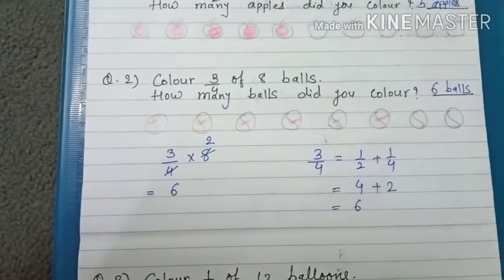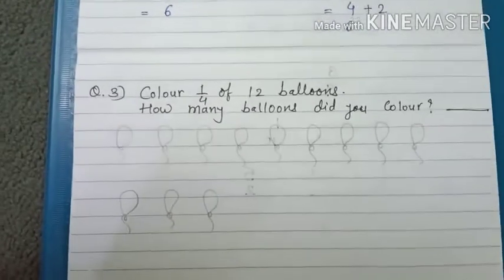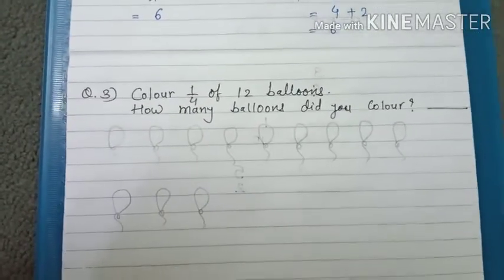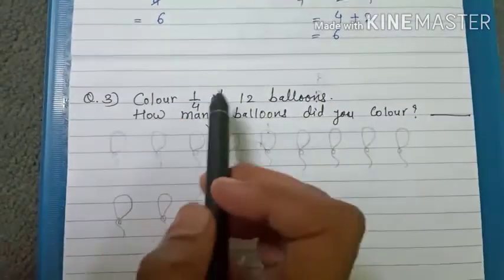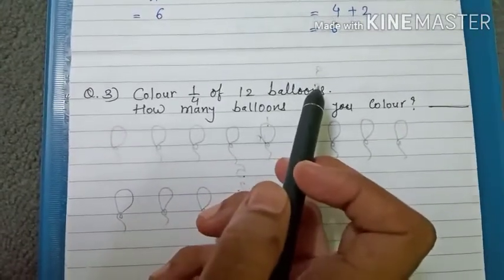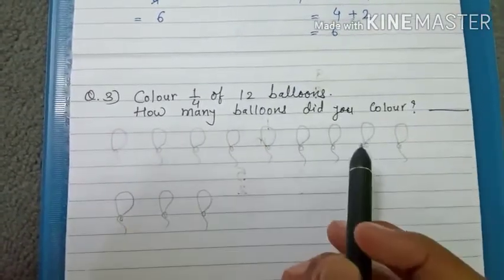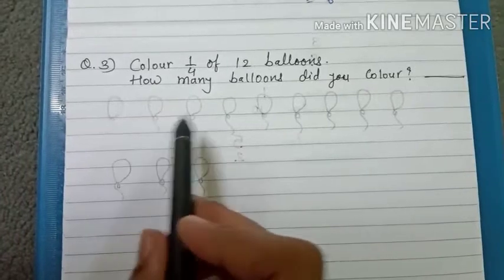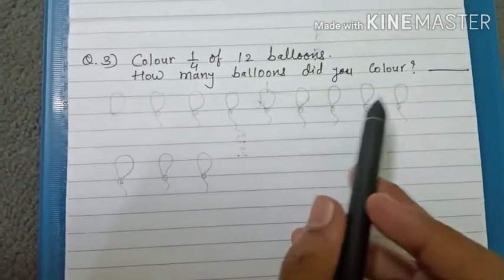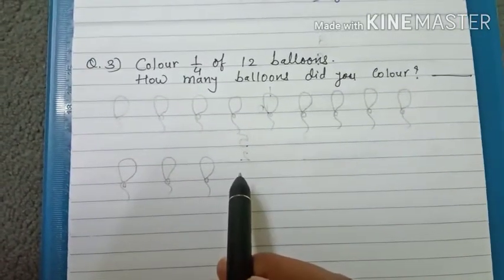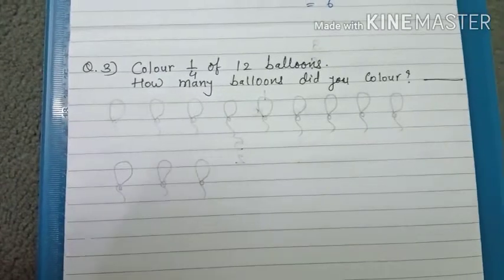Understood, students? Now let's see the third example. So what is our third question? Color 1/4 of 12 balloons. हमें यहाँ पे जो 12 balloons दी है, let's count it. 1 2 3 4 5 6 7 8 9 10 11 12 balloons. We have to color only 1/4 fraction only.